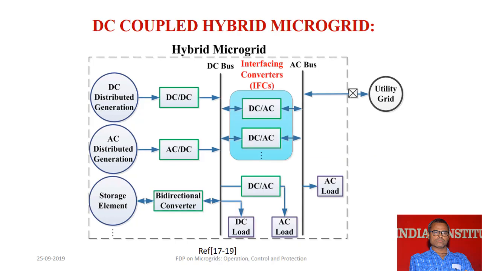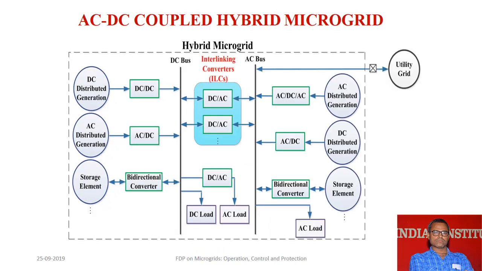Now coming to the DC coupled microgrid, where we have two buses, AC and DC buses, but the sources are connected to the DC bus, right? If we have a DC load, it is connected to the DC bus, or else an AC load can be connected through a bidirectional switch which is connected between the AC bus and the DC bus. The AC bus feeds the AC loads, right? And finally, the AC bus is synchronized with the utility grid. These are taken from references 17 and 19.